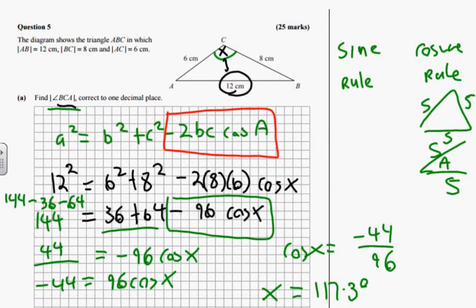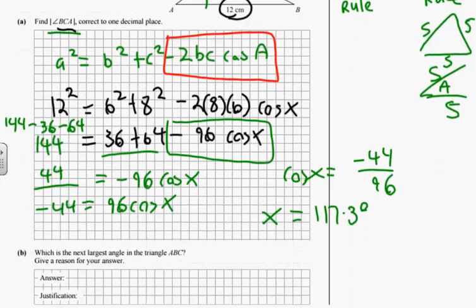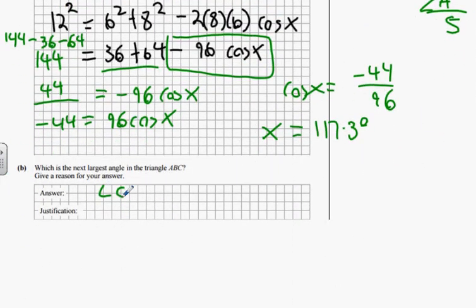I'd say the angle CAB. CAB? Yeah. Why? Because 8's bigger than 6. It's facing the next largest side.